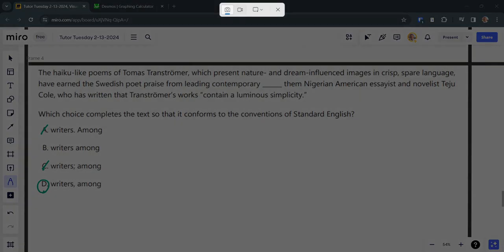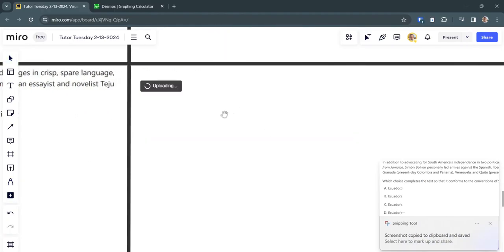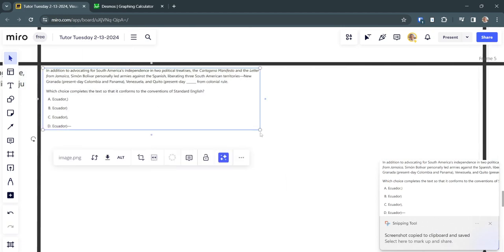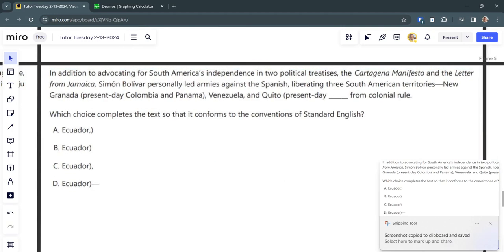Do another one here. SAT loves to test punctuation. So here's the next one.